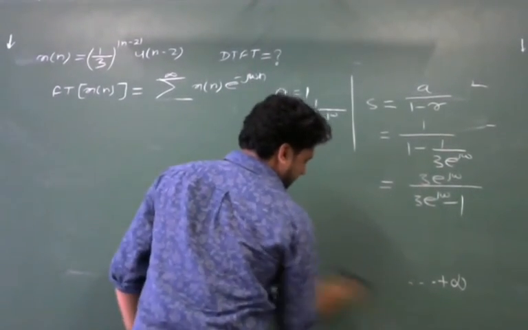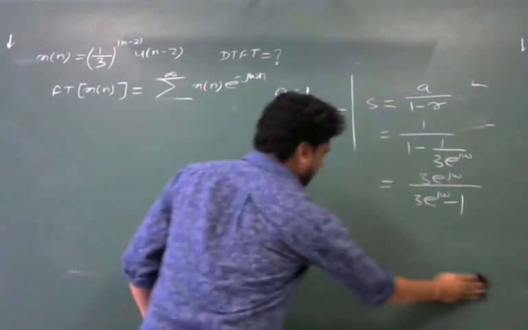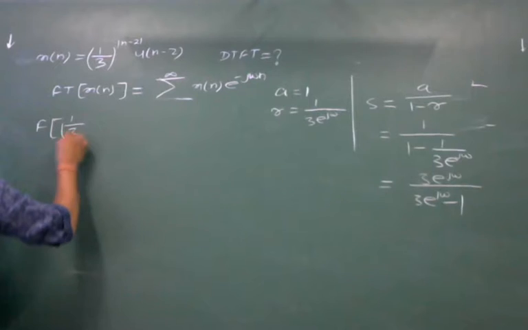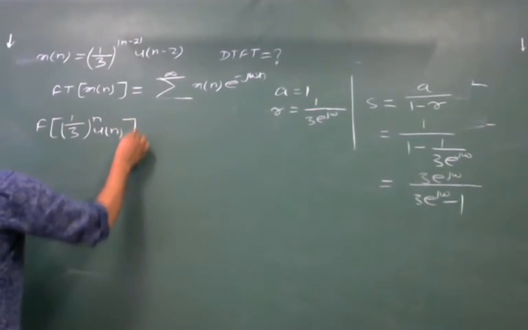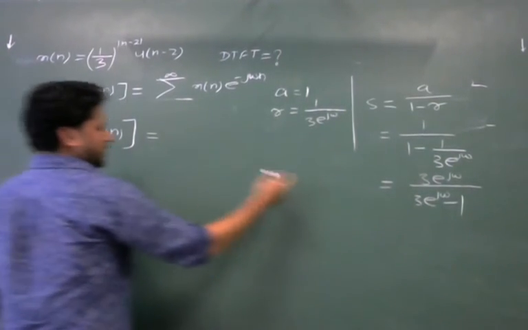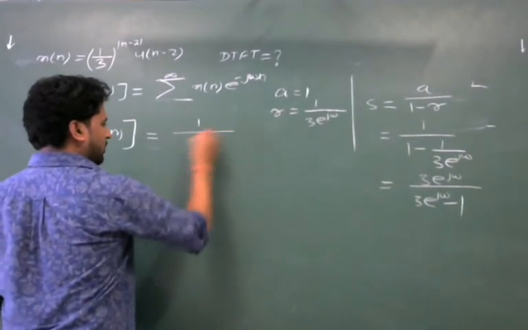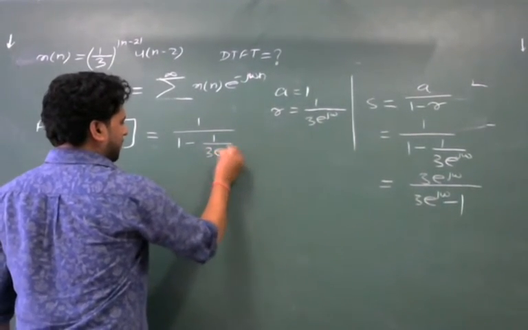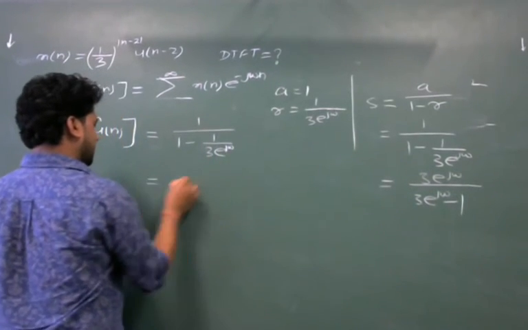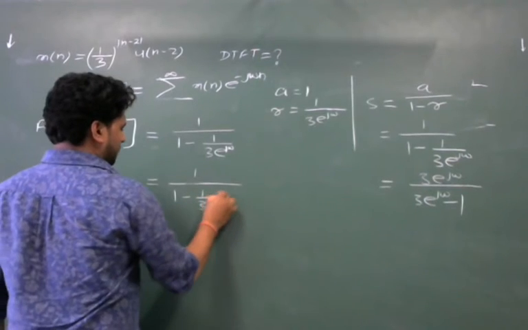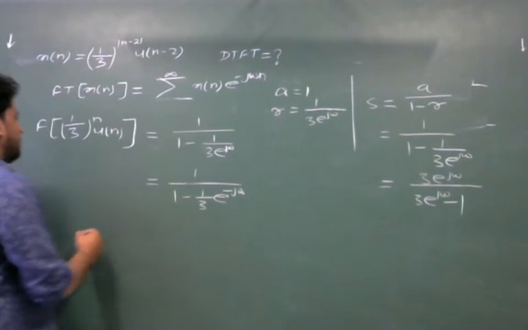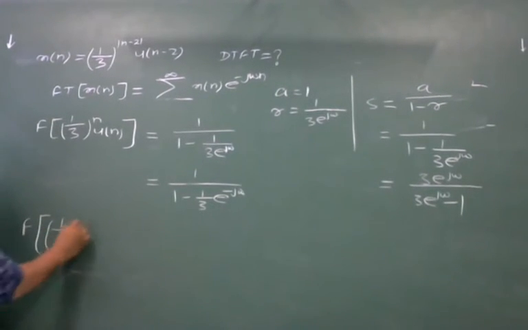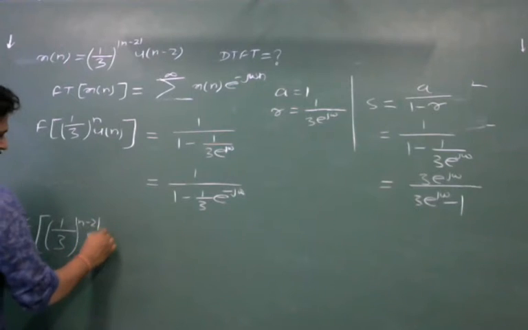Divide with 3 into e power j omega in numerator and denominator, then this is the Fourier transform of 1 by 3 power n u of n, which will be equal to 1 upon 1 minus 1 by 3 into e power minus j omega. This is the Fourier transform of this given sequence, and we want the Fourier transform of 1 by 3 power mod of n minus 2 u of n minus 2.